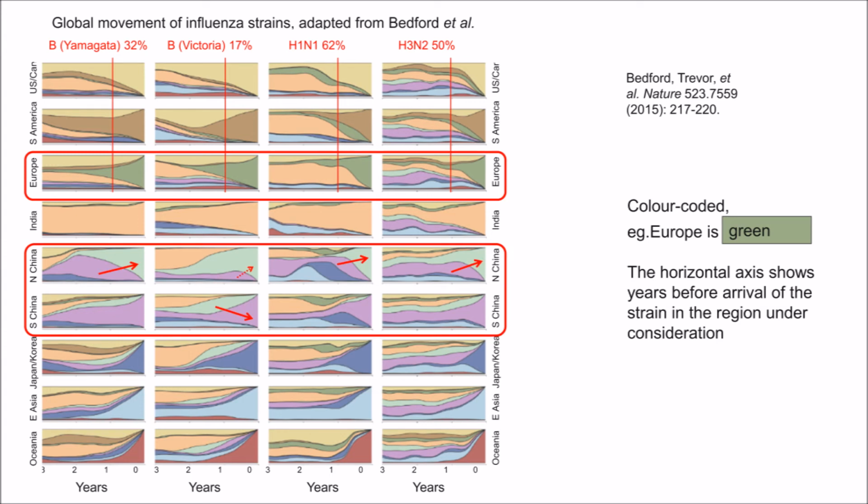3 types of influenza were more likely to go from South China to North China than in the other direction, and in the last one, influenza B Victoria strain, there was still a significant number of strains going from south to north, although slightly more going from north to south.